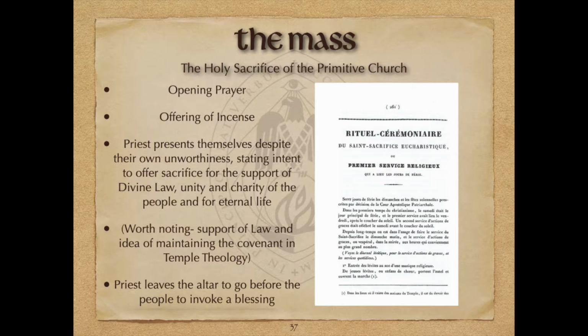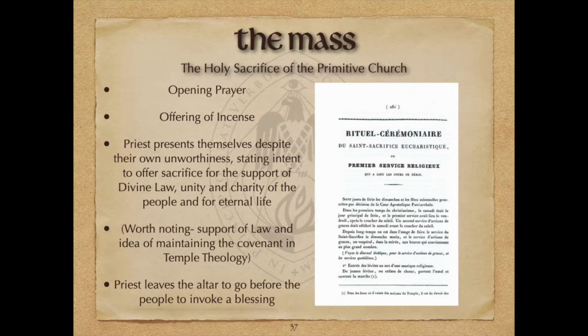So the priest presents themselves despite their own unworthiness. This is a part of the prayer at the time. They present themselves, noting their own unworthiness, but stating their intent to offer sacrifice for the support of divine law, unity, charity of the people, and for eternal life.